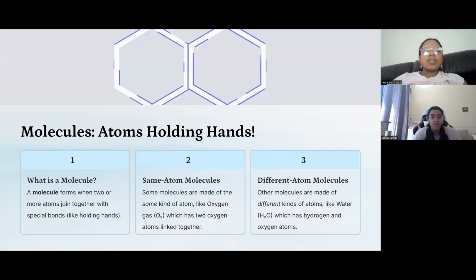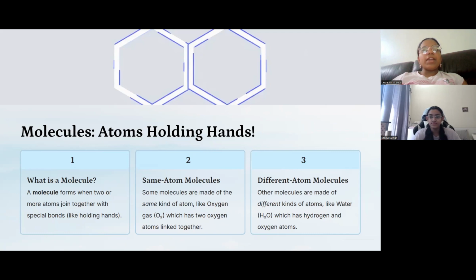Now let's look at molecules. These are atoms holding hands. What is a molecule? A molecule forms when two or more atoms join together with special bonds, like holding hands. Same atom molecules: some molecules are made up of the same kind of atom, like oxygen gas. So when two oxygen atoms connect with one another, it's going to be O2, which has two oxygen atoms linked together.